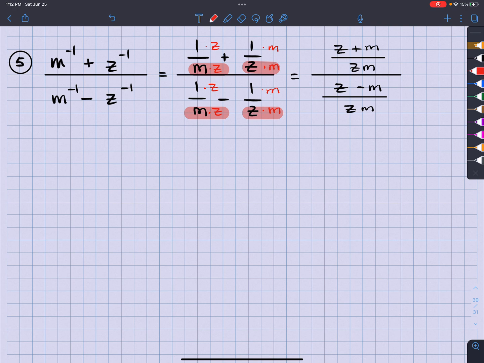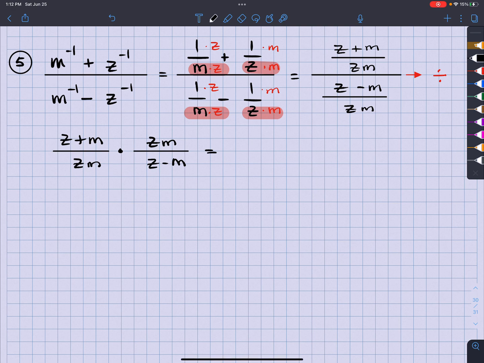Well, don't forget, guys, this line right here just means that you're dividing. So I'm just dividing two fractions. So I would copy, change, flip. So copy the very first one, z plus m over zm. Change the division to multiplication, and then flip the bottom one, zm over z minus m.